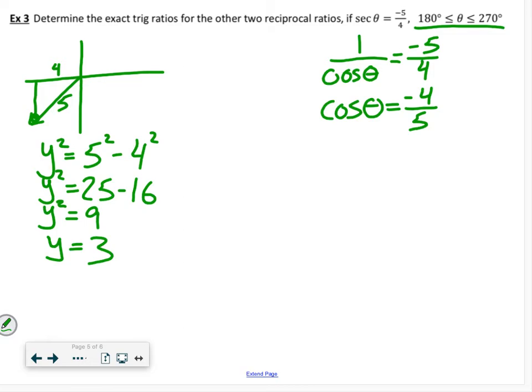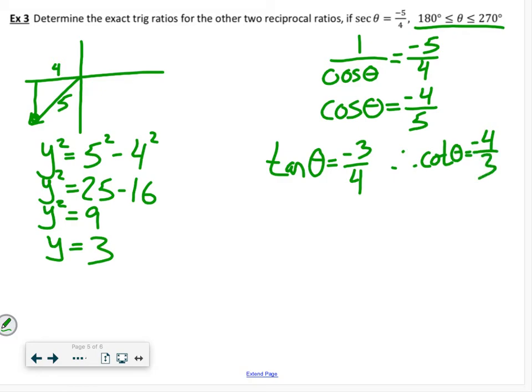Well, that's going to be tan theta is opposite over adjacent, or y over x. So we've got negative 3 over 4. So therefore, cotangent theta is going to be negative 4 over 3. And then sine theta is going to be negative 3 over 5.